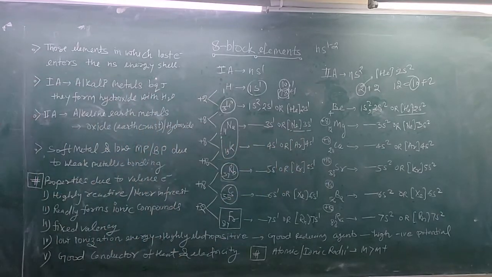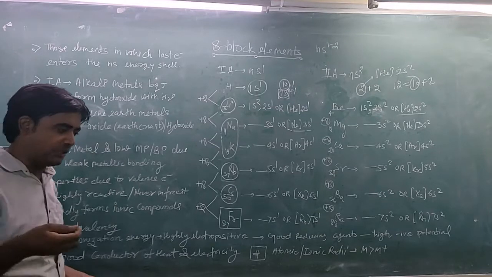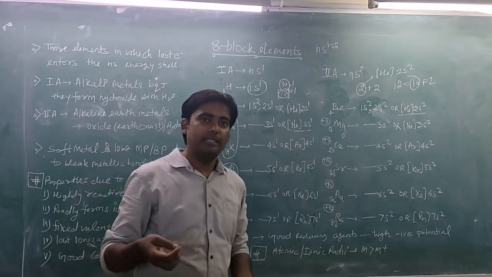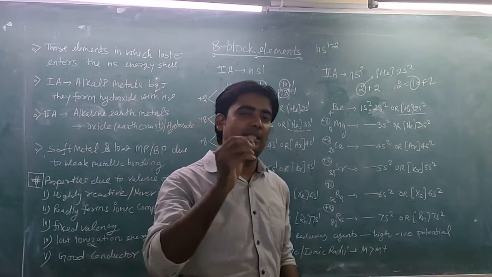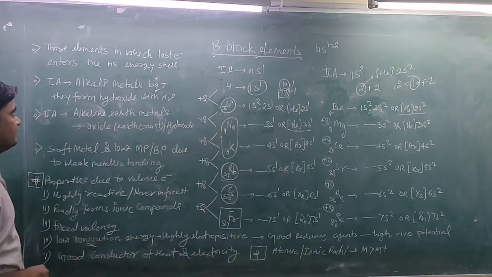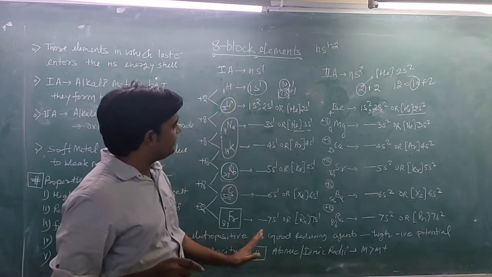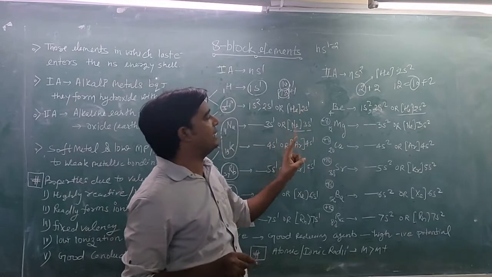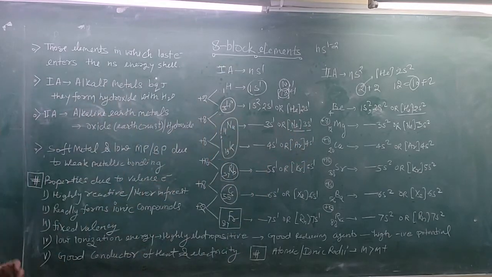Now we are going to discuss some properties of s block elements. First of all, the definition of an s block element: these are those elements in which the last electron enters the s orbital, so these are known as s block elements. As the last electron enters the s orbital, you can see in every case the last electron enters the s orbital, so these are known as s block elements.